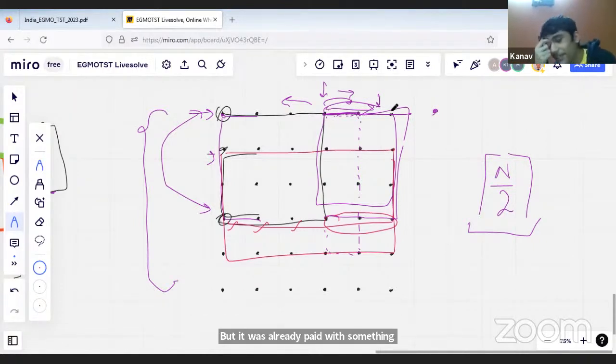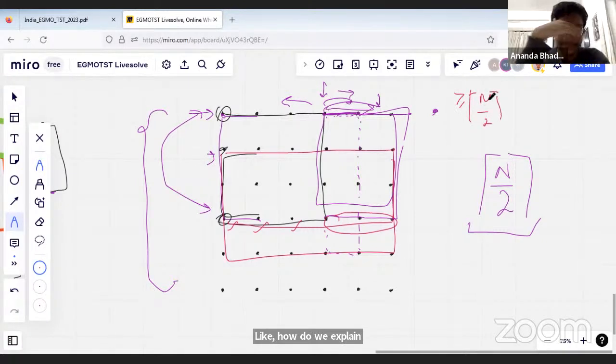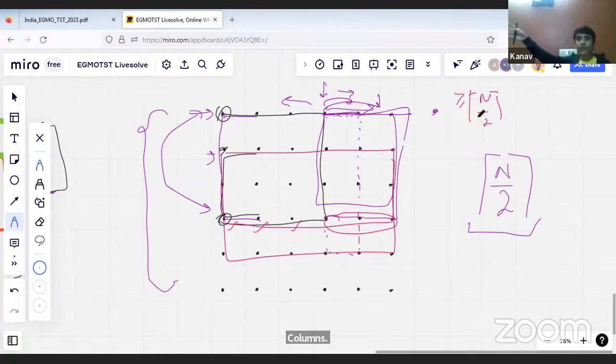Like, how do I explain it? Oh, I see the point. Okay, I see the point for rows, that at least n by 2 you have. But for columns, we do the exact same thing. You just pair up columns for distinct rectangles. Yeah, so what's the issue?